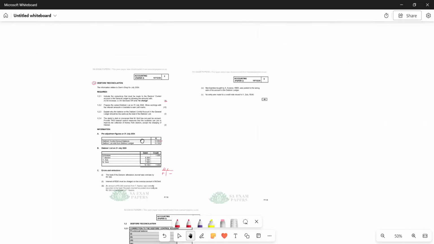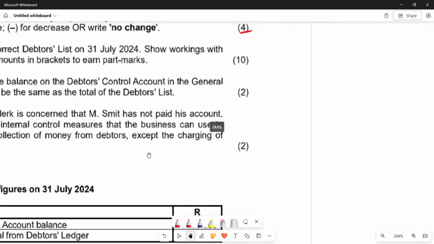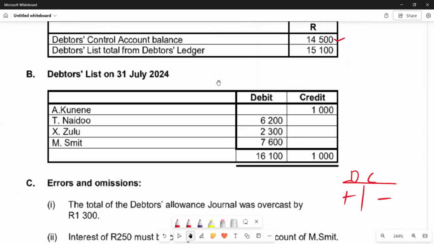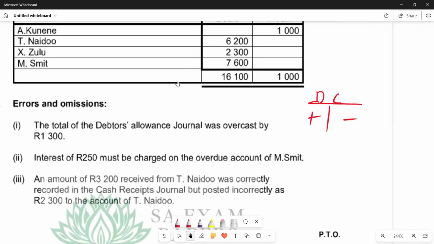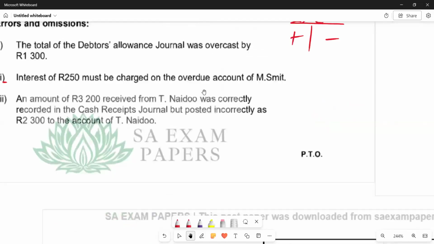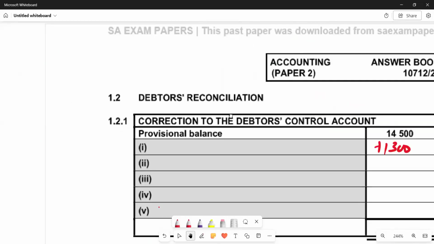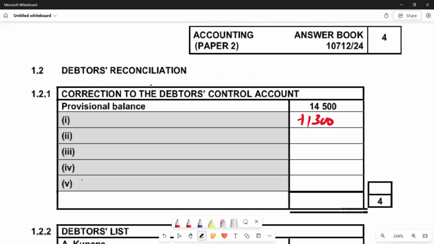Then we can go on to see what we have in terms of the next one, which is information number 2. You see that it reads: interest of 250 rands must be charged on the overdue account of M. Smith. So this interest is going to increase the amount of debtors. By increasing, we are going to the debit side of the debtors control and put our 250, which we are going to show as a plus. So again, we go to our answer section and show a plus for information 2. So it's a plus 250.